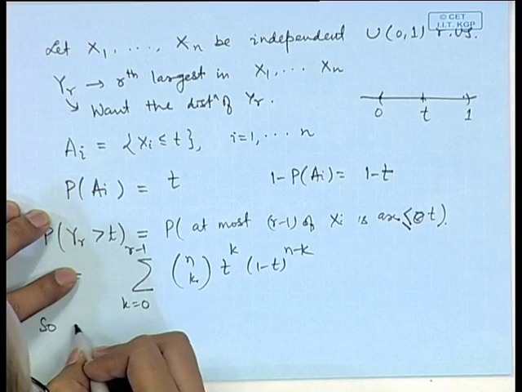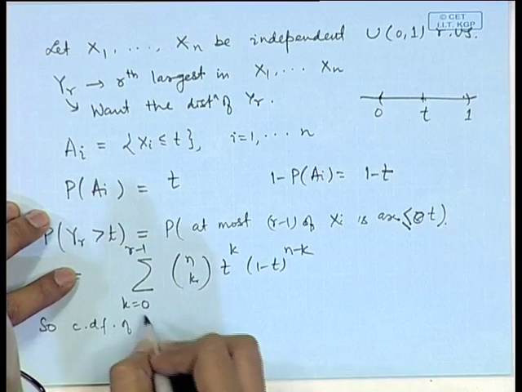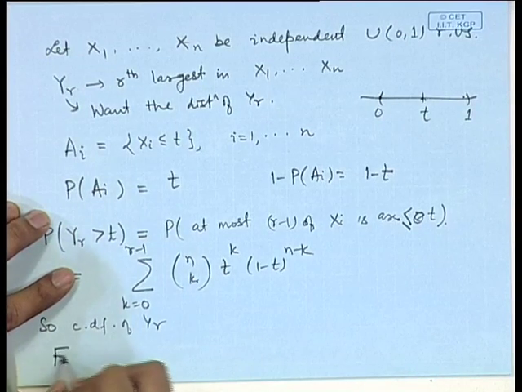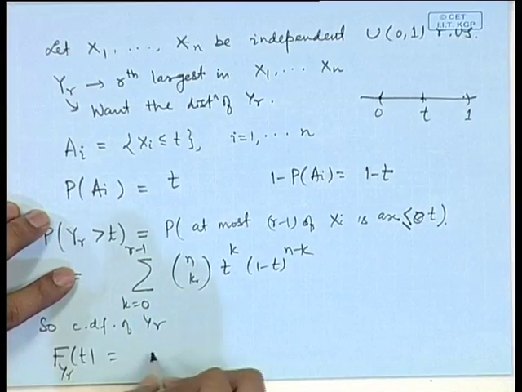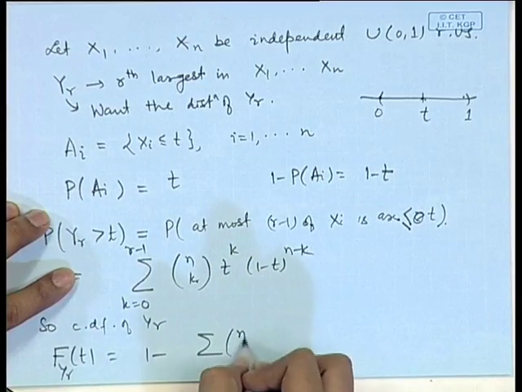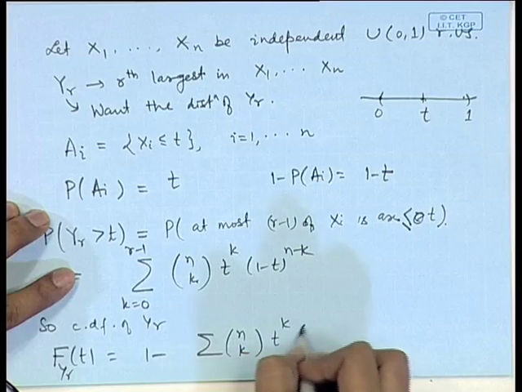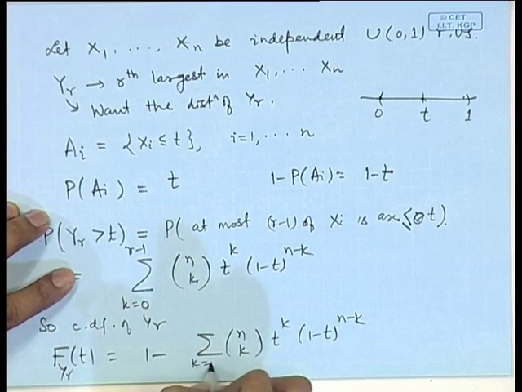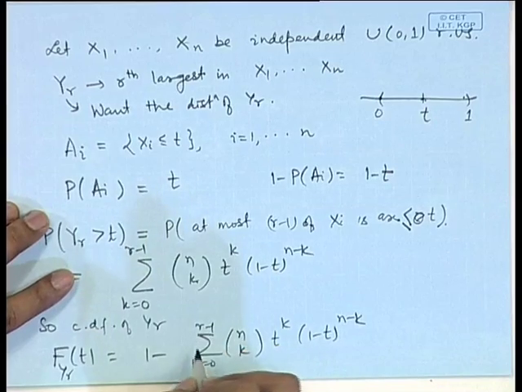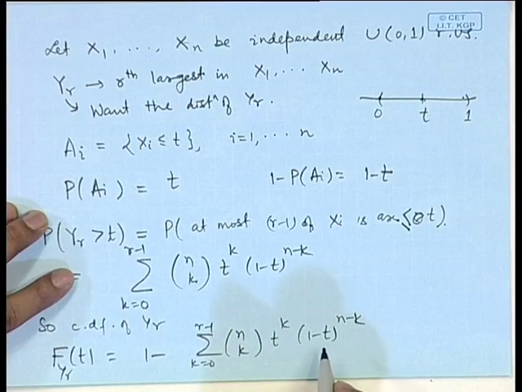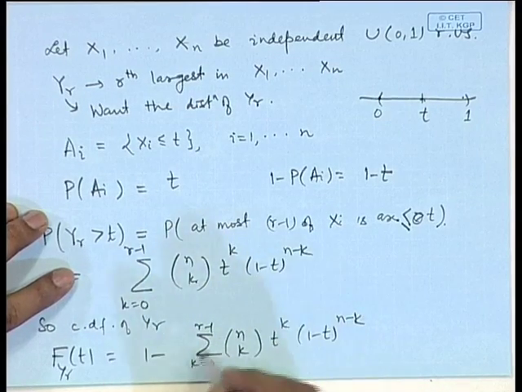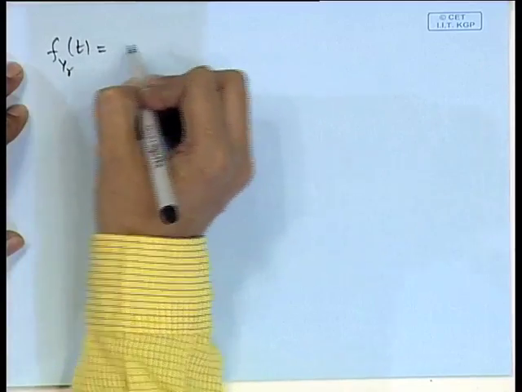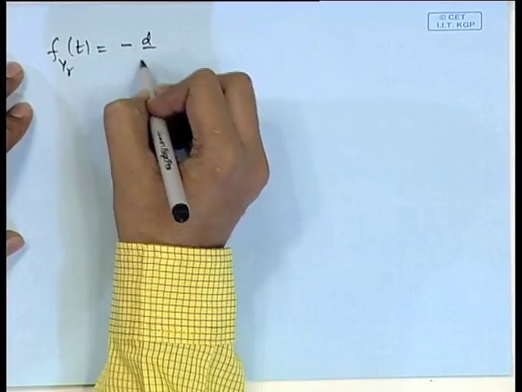So, the cumulative distribution function of y r is then obtained as 1 minus sigma n c k t to the power k, 1 minus t to the power n minus k, k is equal to 0 to r minus 1. So, the density function of y r can be obtained by differentiation of this term. We will get f y r t is equal to minus d by dt.